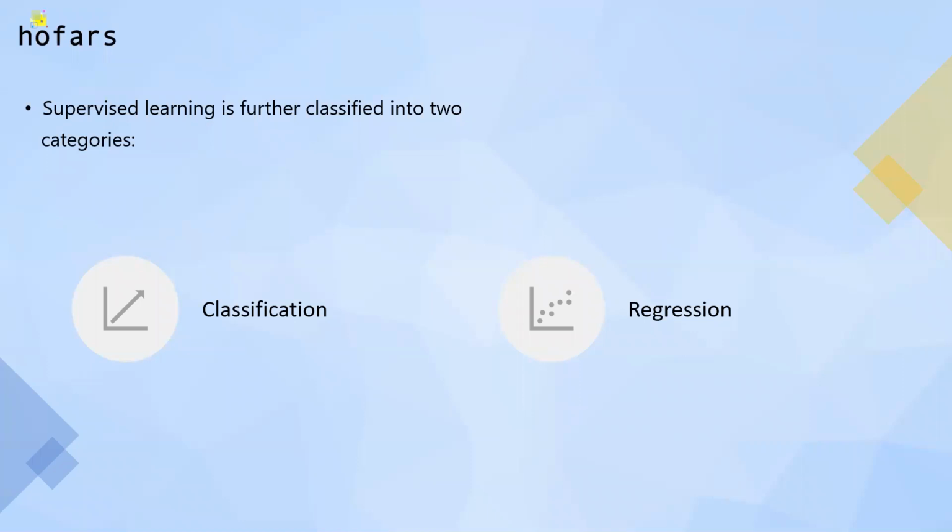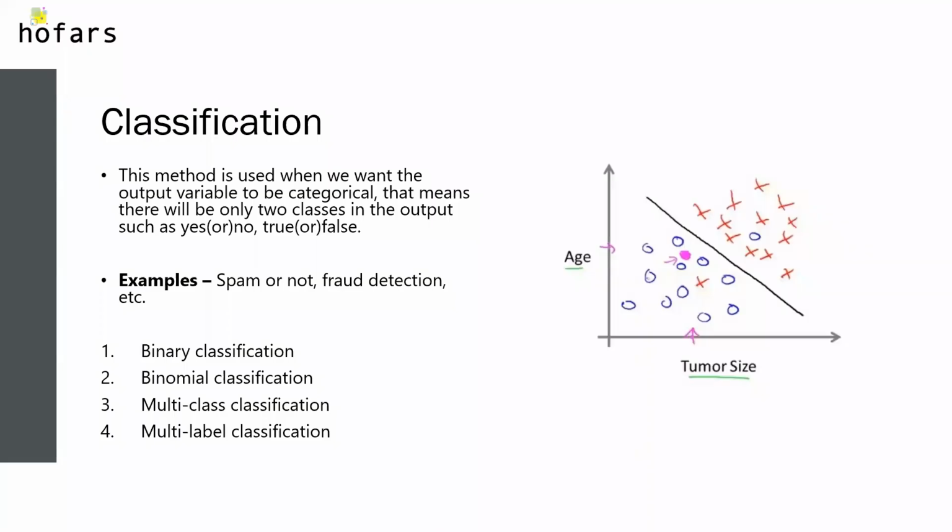Basically, this supervised learning is furthermore classified into 2 parts: classification and regression. What is classification? If you give data as an input and you want the output to be yes or no, true or false, or is it a spam mail or not spam mail, then it is classification. It draws a line between the data and it separates the data into two parts.